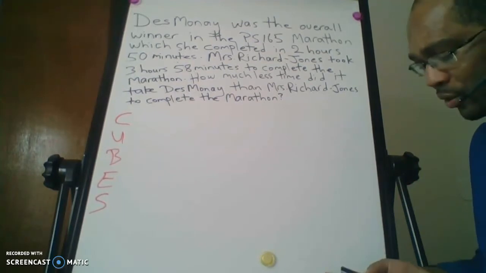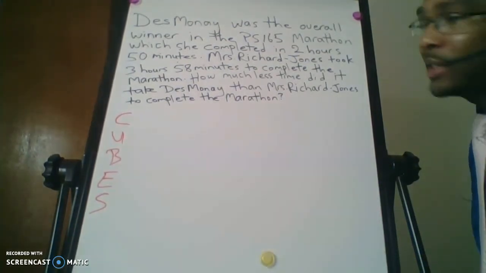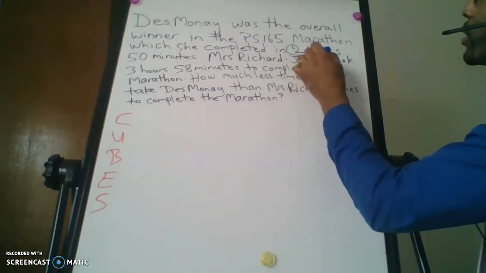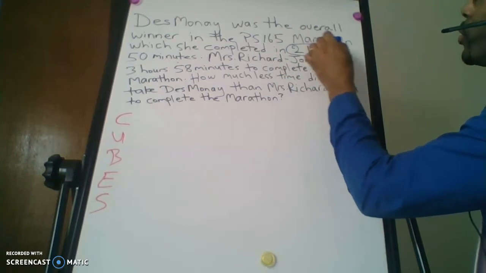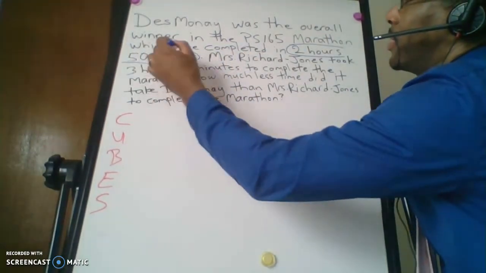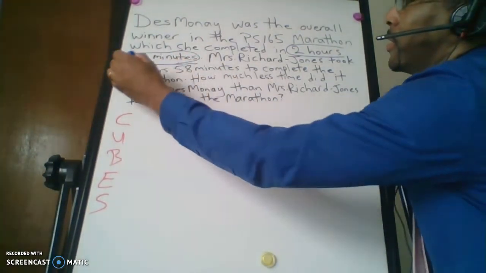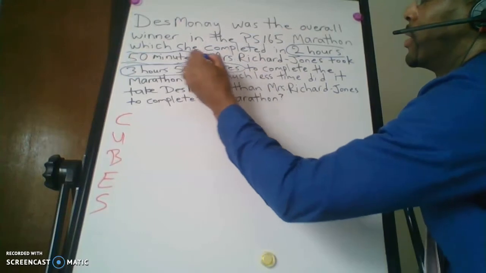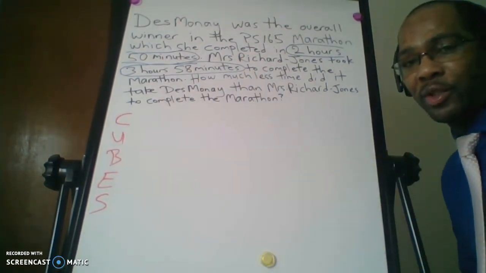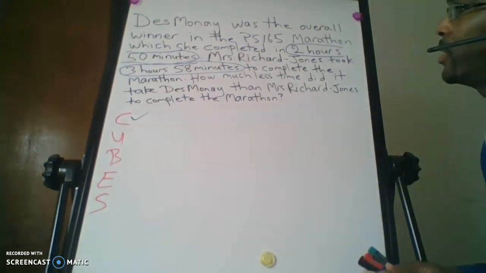All right, so I'm going to circle my key numbers. That will help me solve the problem. So I am going to circle 2 hours, 50 minutes. Also, I'm going to circle 3 hours, 58 minutes, which is the amount of time Miss Richard Jones took to complete the race. So I am done circling the key numbers.